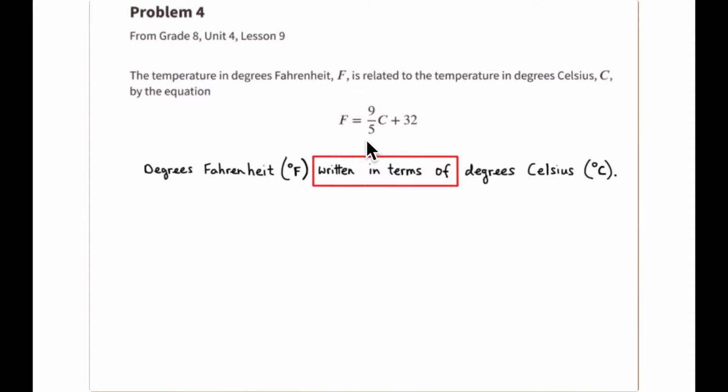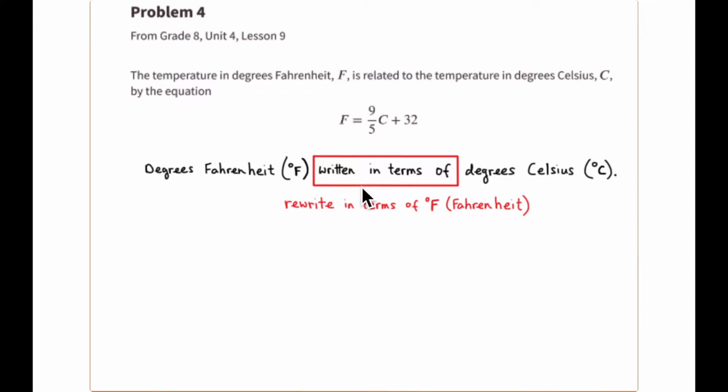And what we say is that this equation is the degrees in Fahrenheit written in terms of degrees Celsius. So 9/5, whatever the degree Celsius is, plus 32. So this equation is written in terms of degrees Celsius, and what we're going to do is rewrite it in terms of degrees Fahrenheit. So that just means that you're going to have Celsius equals some expression over here that is the measurement in degrees Fahrenheit.